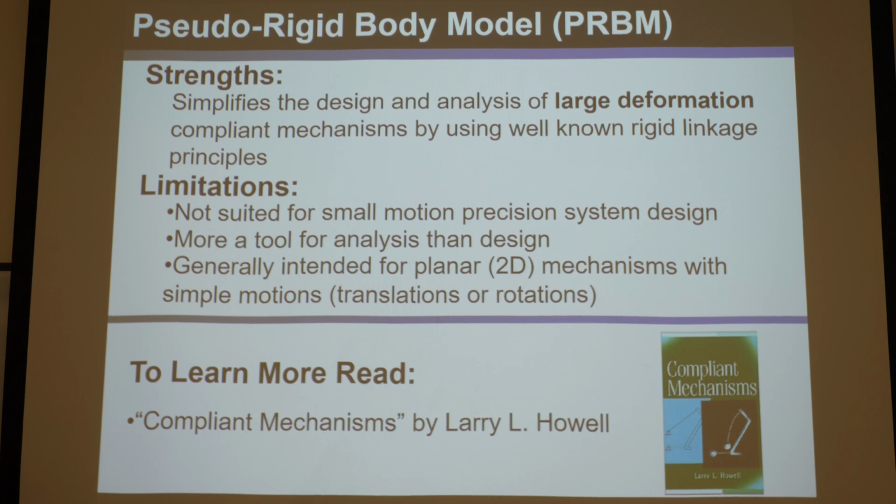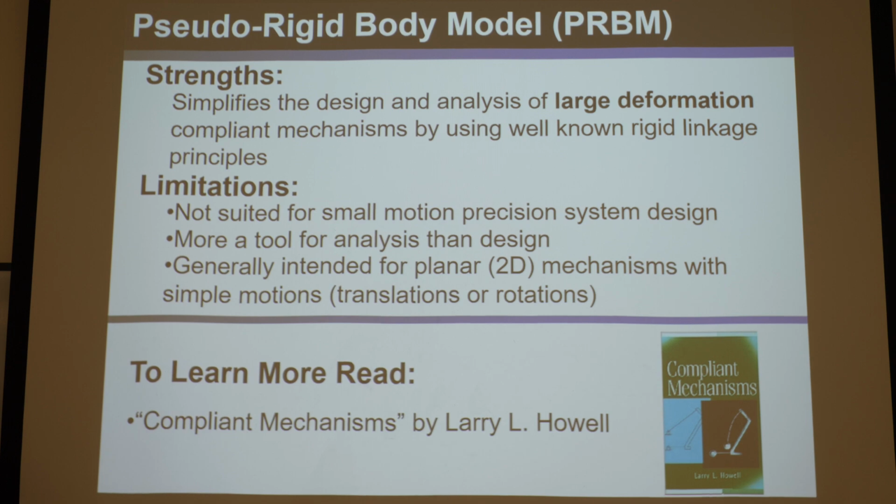Because remember, the pseudo-rigid body model is only approximate. These pseudo-rigid body models don't absolutely nail the entire motion path of the compliant mechanism. It just gets you in a very close ballpark. And when you're doing precision things, you want to be exact. Okay, so not so good for that. It is more a tool for analysis than design. It's a little trickier to design. It takes some real skill. And then it's limited to what models exist. And again, it's an active area of research. People are publishing papers on different models for different scenarios.